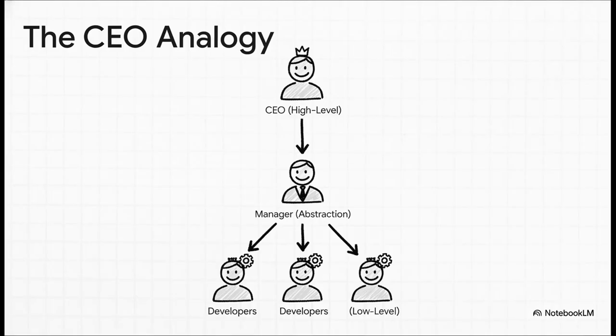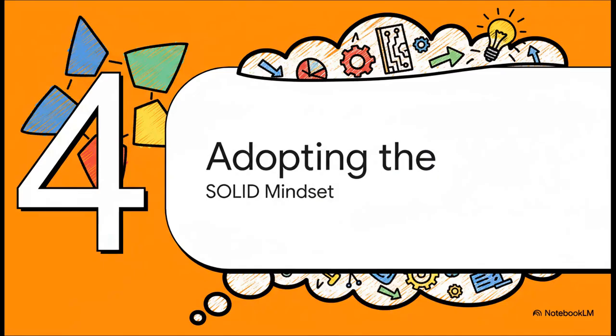A fantastic way to wrap your head around this is the CEO analogy. A CEO doesn't go around telling individual developers what to do. That would be chaos, right? Instead, the CEO communicates what they need to a manager. That's our abstraction. The manager then handles all the specific implementation details with the developers. This completely decouples the CEO from the day-to-day work, which means you can swap developers in and out without ever disrupting the high-level strategy. So, we've made it through all 5 principles.